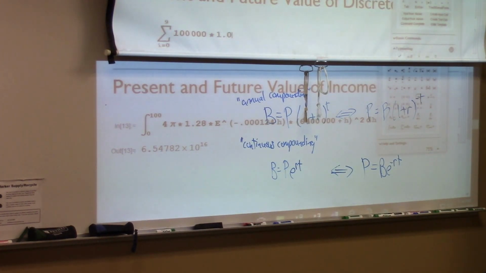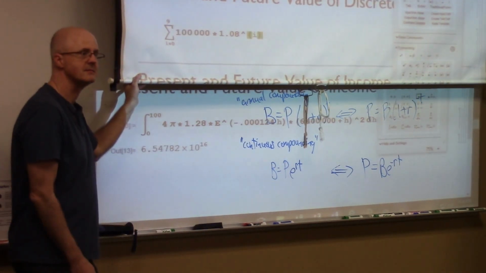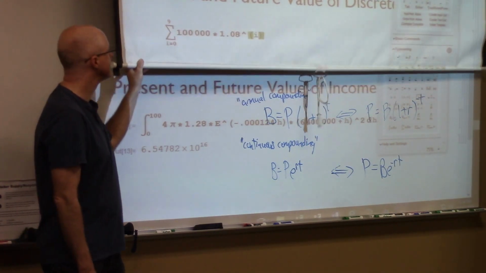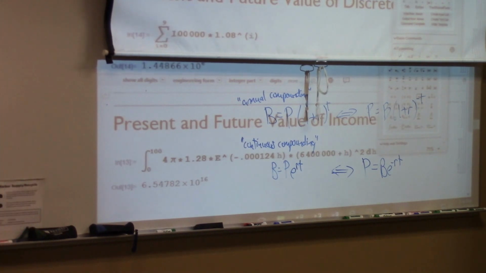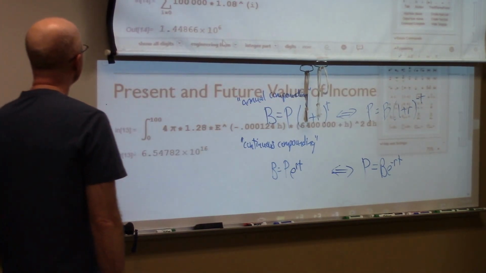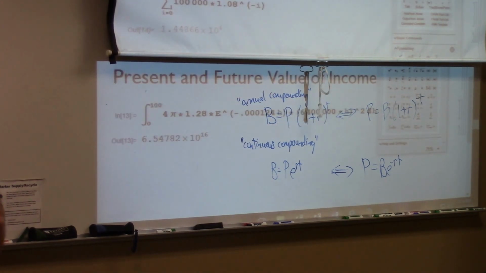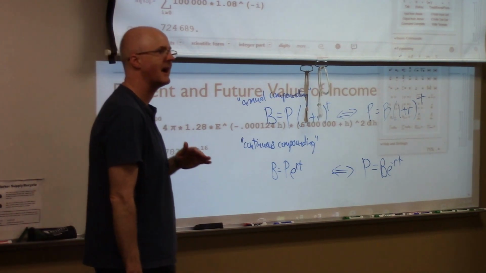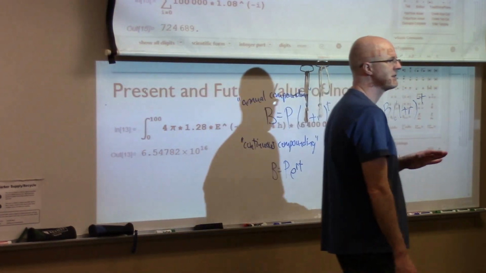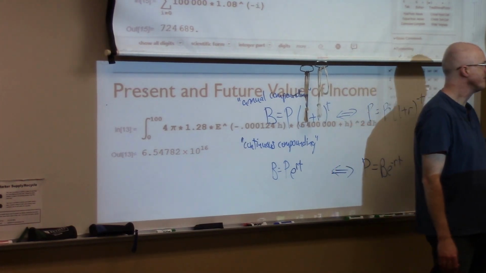That's a summation that should give us the answer. Let's see if it does. That's what it tells us. Oops, nope, sorry, mistake. Negative i power. There we go. 724,689.